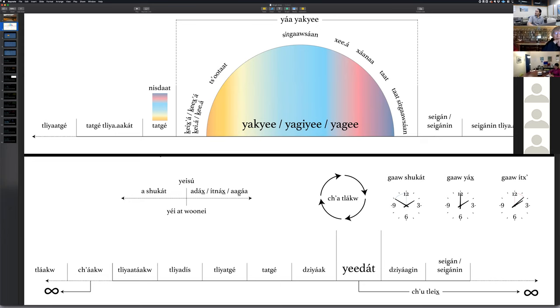So this is just thinking about time. Why do we use sitgausan both at noon or midday and at midnight? Can we break that up into meaning? I'll have to take a look at that. That's a good question. But yes, it is basically midday and midnight. It has to do with gaaw in it. Okay, all right. Anybody know?